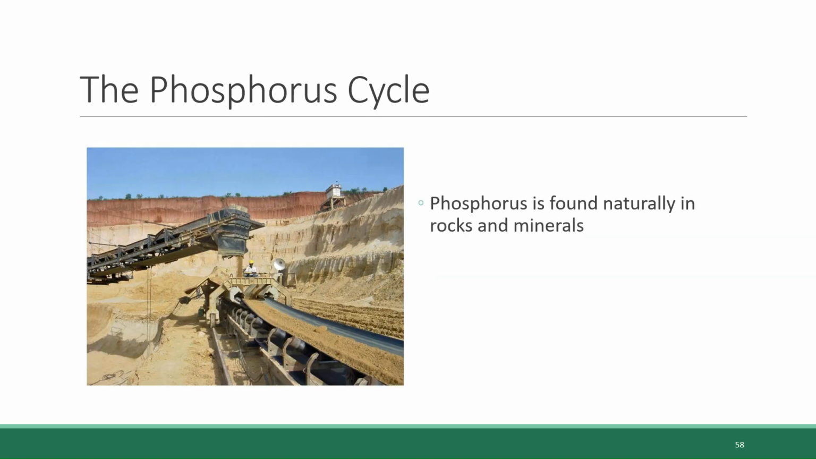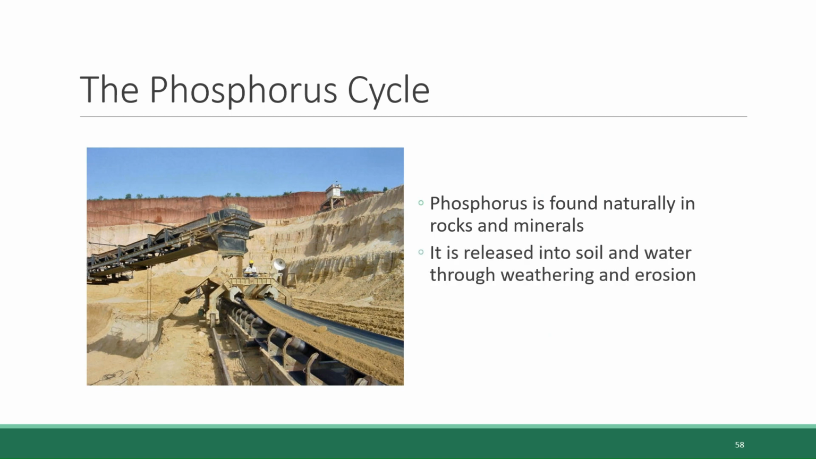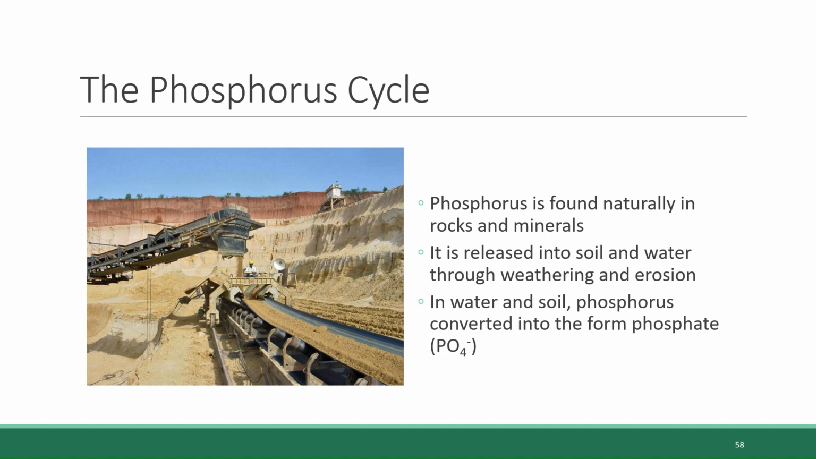Now, the phosphorus cycle bears some significant similarities to the sulfur cycle. Like sulfur, phosphorus is found naturally in rocks and minerals, and it's released into the soil and water through weathering and erosion. In the water and soil, it exists in an ionic form called phosphate, PO4, with a negative electric charge. Phosphate can also be mined out of the ground, the major purpose of mining it being the production of agricultural fertilizers. Sound familiar?